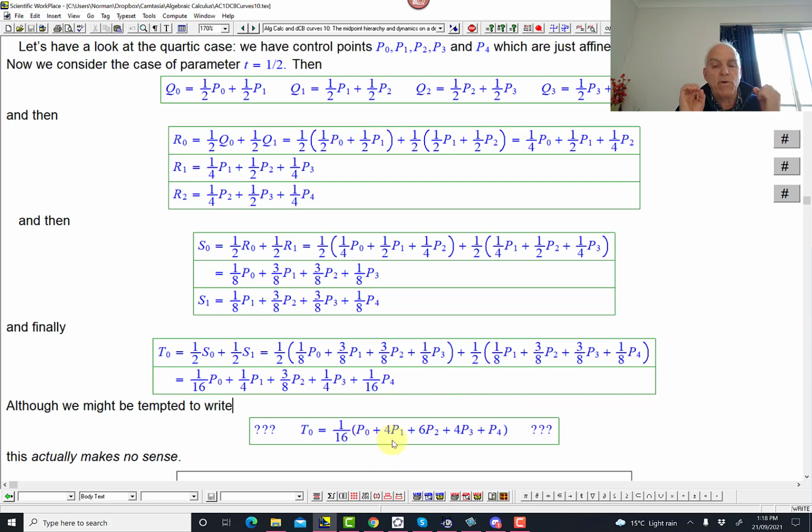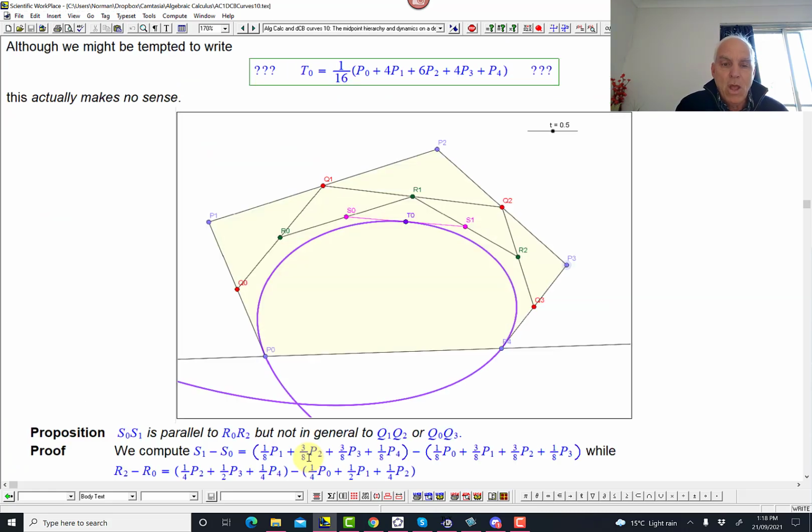We do not have an arithmetic of affine points in general. We only have an arithmetic of affine points when the sum of the coefficients is 1. So this thing here makes sense. This is a completely legitimate point. This thing is really questionable. In fact, strictly speaking, it does not fit inside our world. Okay, great. So here's the picture again.